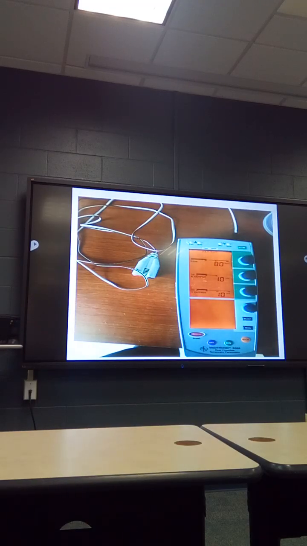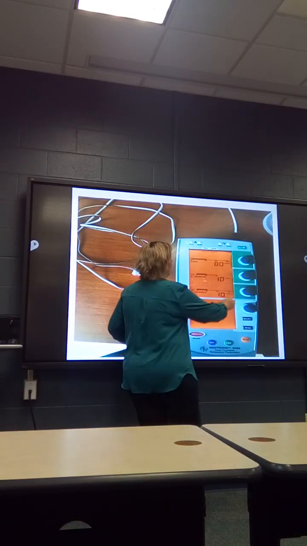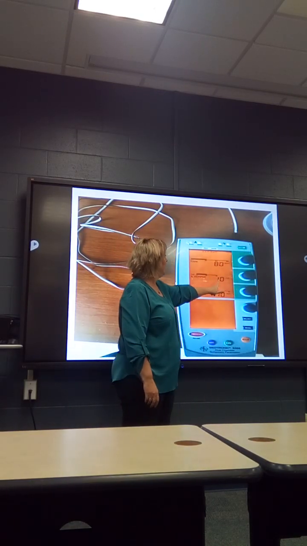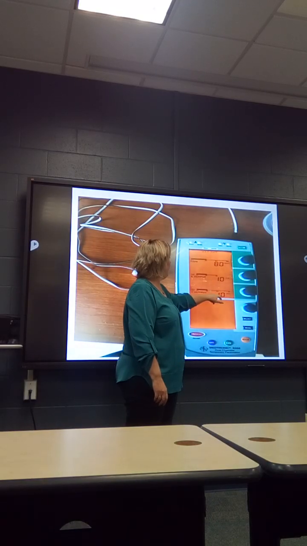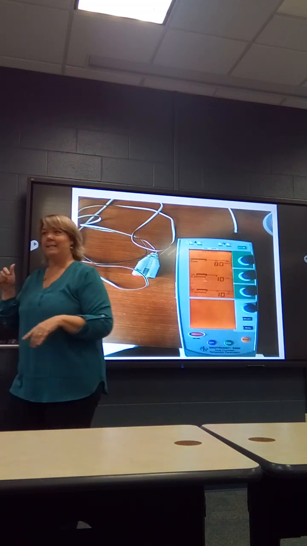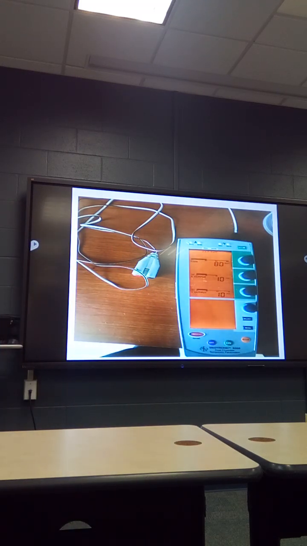So this pacemaker is set at 80, so we can turn this dial. We can turn it down, we can turn it up, depending on what the patient needs. The milliamps, the output for the atria and the ventricle, is only at 10. So they only needed like 10 milliamps for the atria to respond, and 10 for the ventricles.